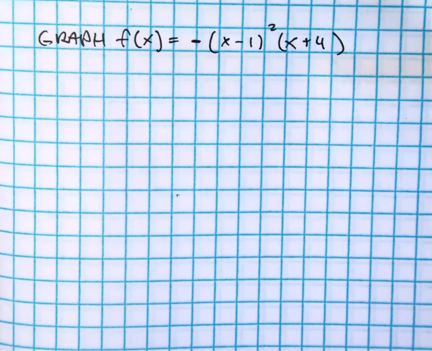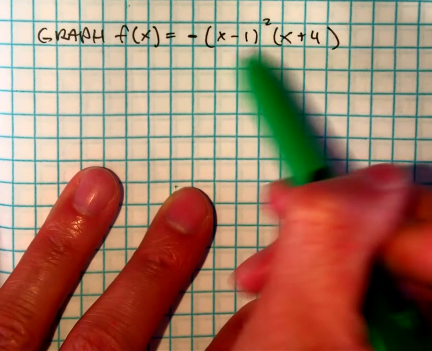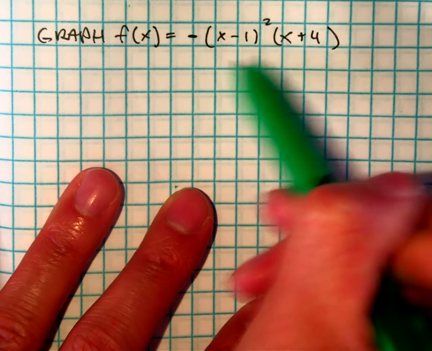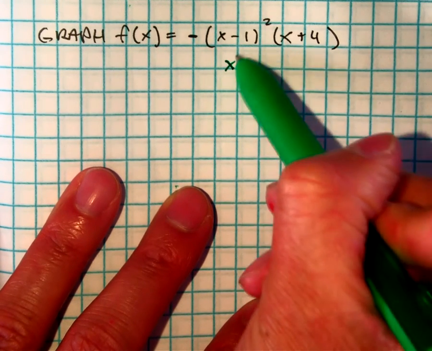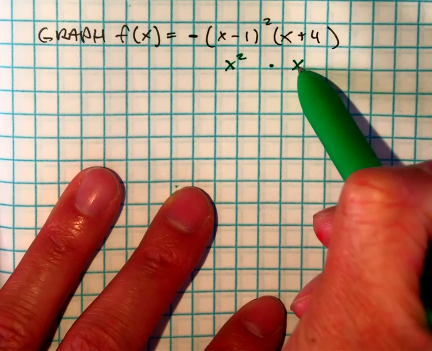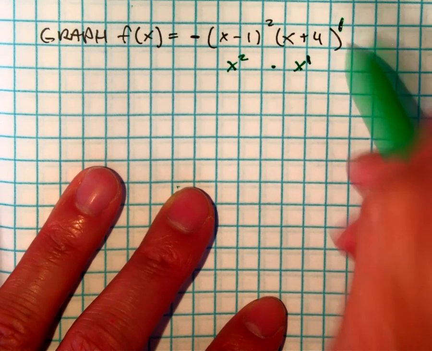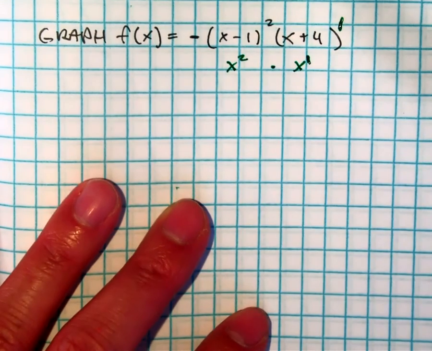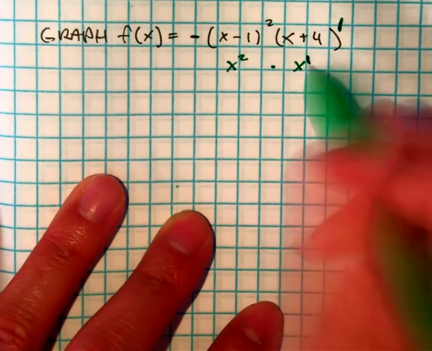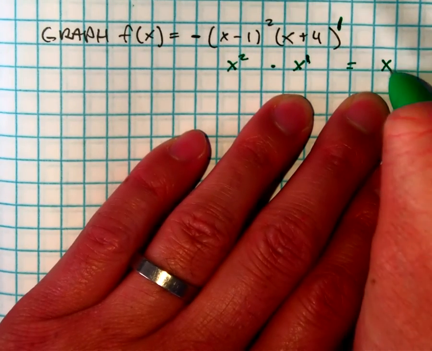Ivan A., what's next? Let's get a basic graph. This is going to become what, class? X squared. This one's going to become just x to the first power. So if it helps you, go ahead and write the multiplicity or the exponent of 1. Class, what's x squared times x? X to the third power.